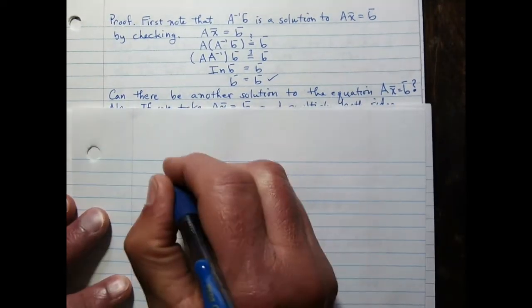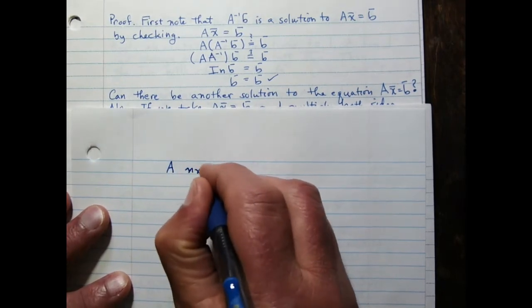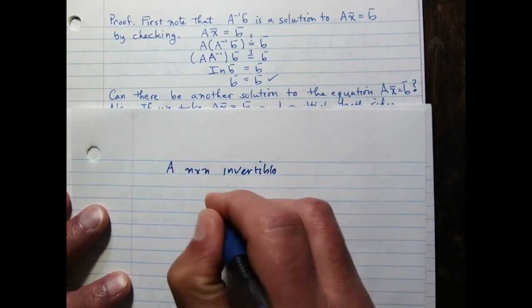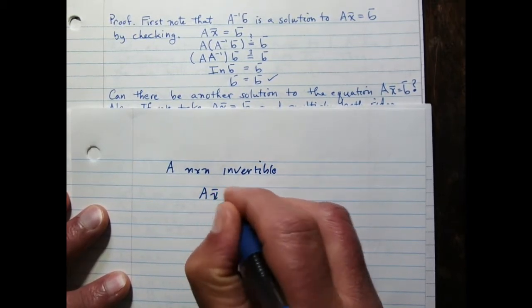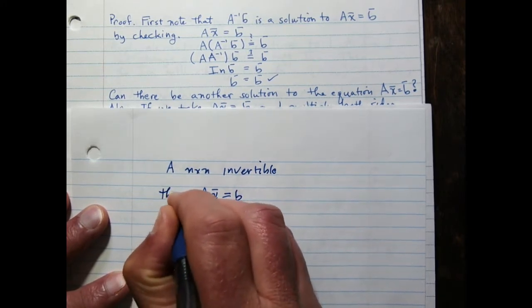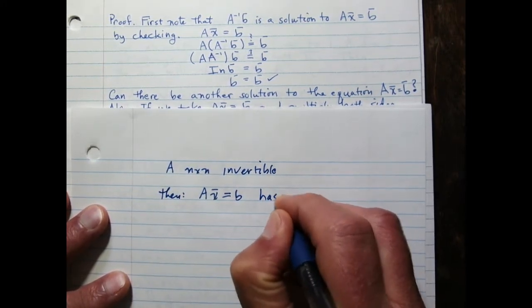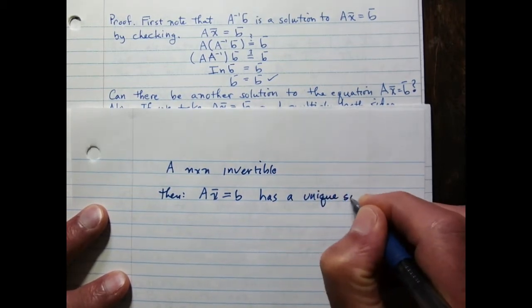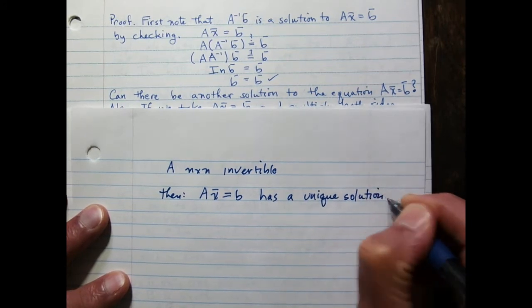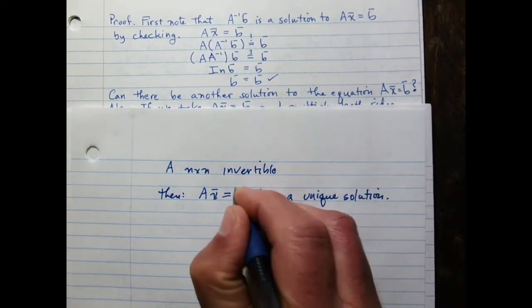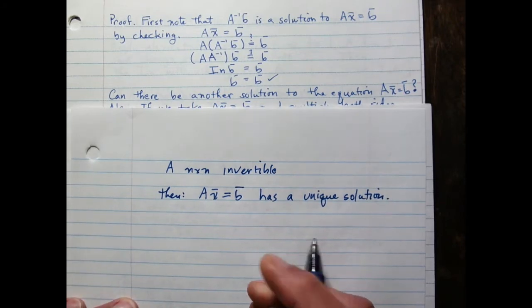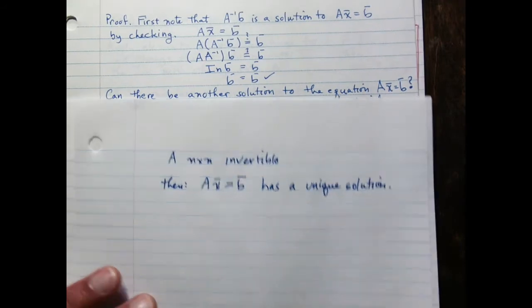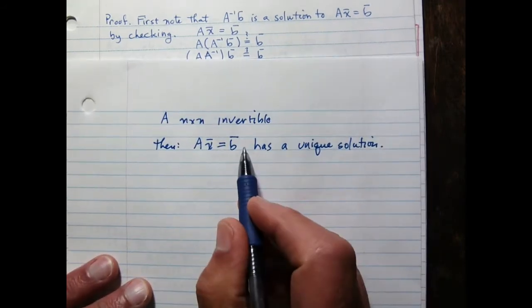So again, we're saying if A is n by n invertible, then AX equals B has a unique solution. It has a solution, so you never have an inconsistent system in that case. And it has a unique solution. You never have free variables. You never have infinitely many solutions. So why is this the case?